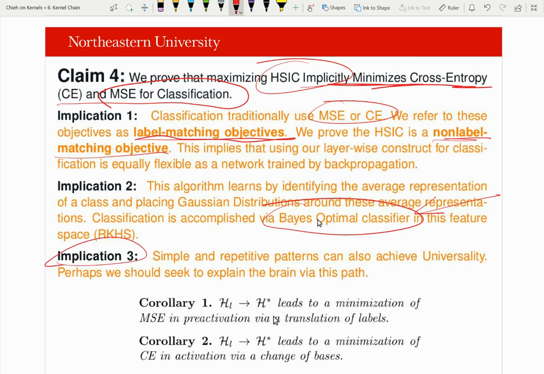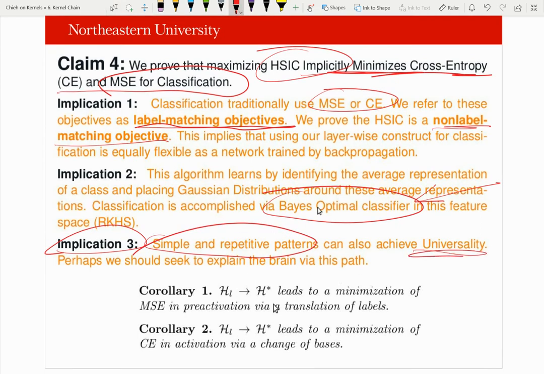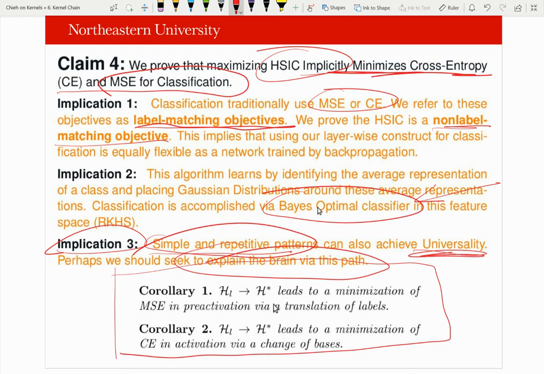Now, implication 3 goes back to the neural network implication that we can just use very simple and repetitive patterns and we can achieve universality, implying that we can classify any pattern. All we have to do is basically repeat it over and over again. And perhaps we're not saying this is the case, but perhaps we can look into this possibility for the brain, that what we have shown is that you can use very simple patterns, yet be able to classify and generalize on very complicated data. And here are the 2 corollaries that we found.